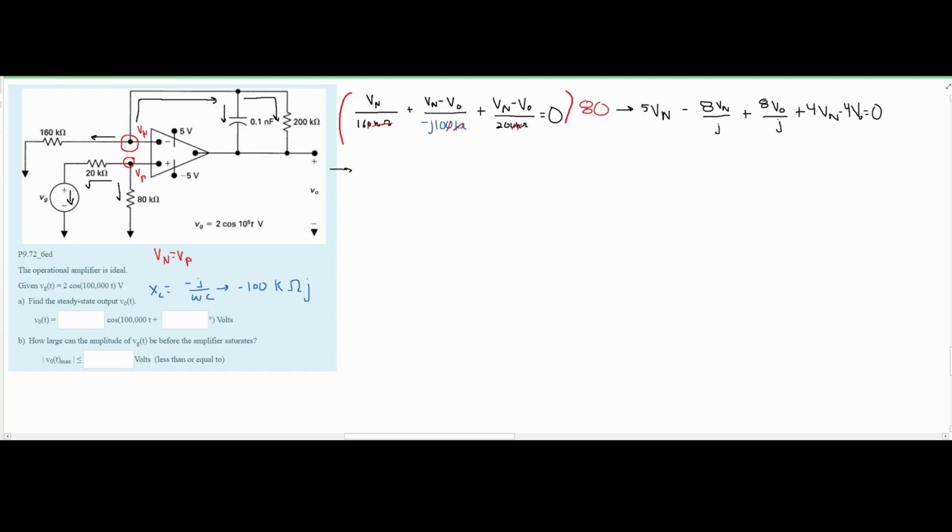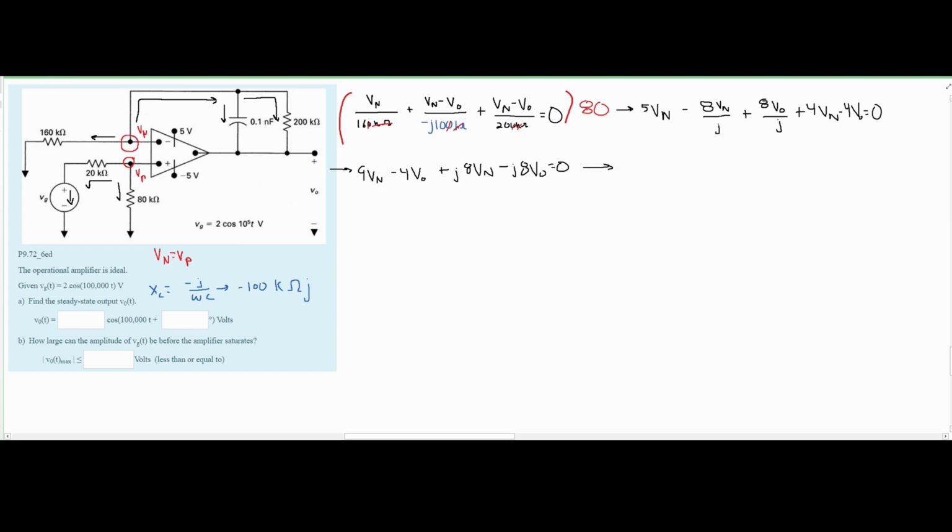Now we can start adding things together. First, I'm going to add our Vn's, so we're going to have a 9Vn minus our 4V0. Now we're going to have to deal with this. If we want the j in the numerator to flip it up, we are going to have a -j. So we're going to have a plus j with our 8Vn, and then we're going to have a -j with our 8V0, and this is all equal to 0.